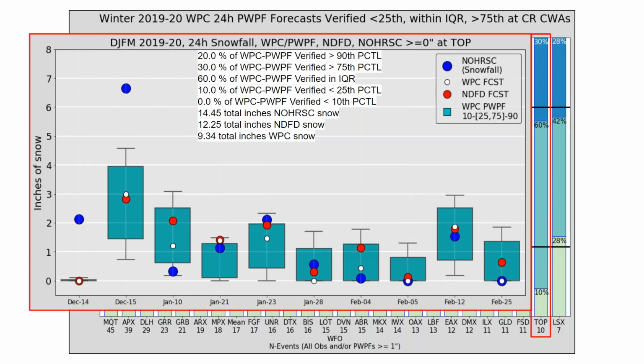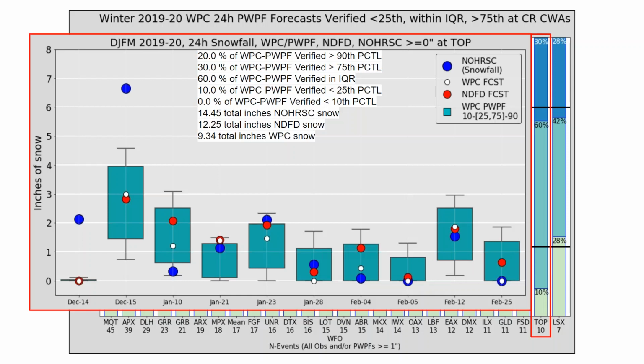And WPC and NDFD were in line on that December 15th event, with maybe forecasting just under 3 or around 3 inches of snow, the white dot being the WPC forecast and the red dot being the NDFD forecast. And that would be a safe bet in most situations, because if you forecast in the interquartile range, you should be able to verify about 50% of the time. So that's a good forecast, but it verified at about double that amount.